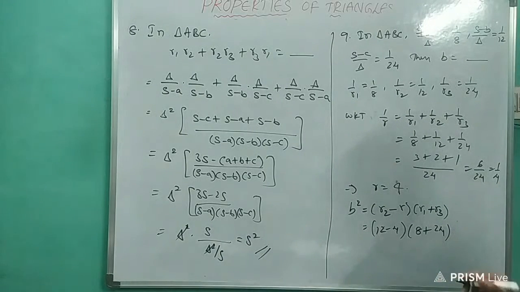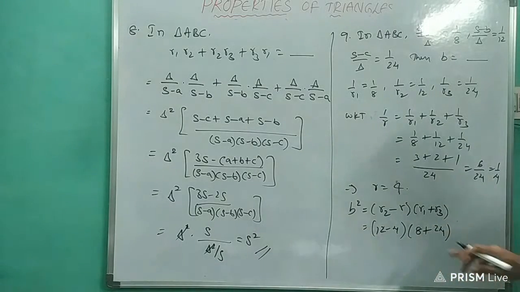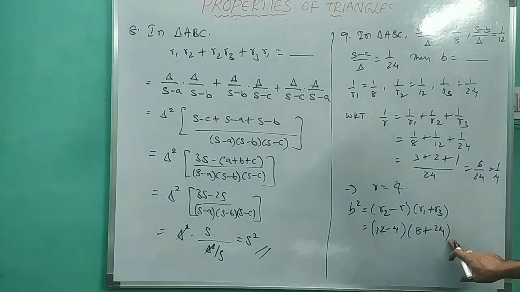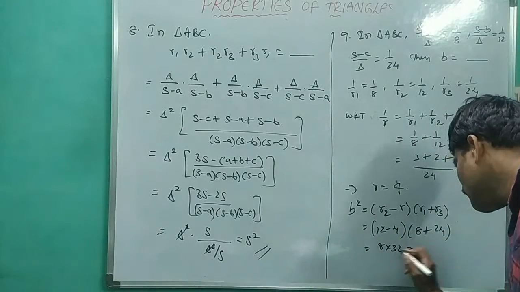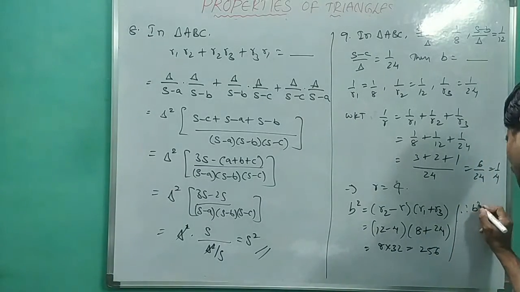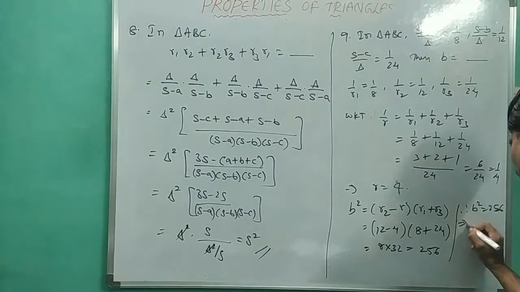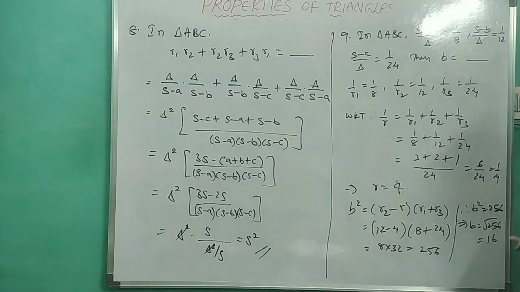So in that we have to observe, this is 32. So 8 into 32, this is 256. Now in that b square equal to 256, which implies b equal to square root of 256. That value is 16. So 16 into 16 can be written as 256. Now here the value of b equals to 16.